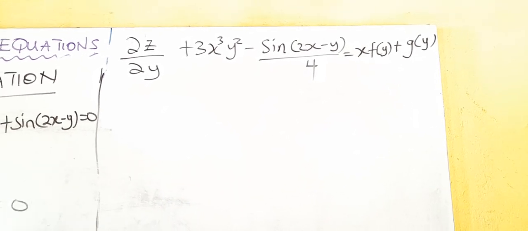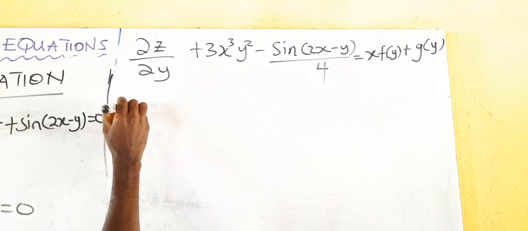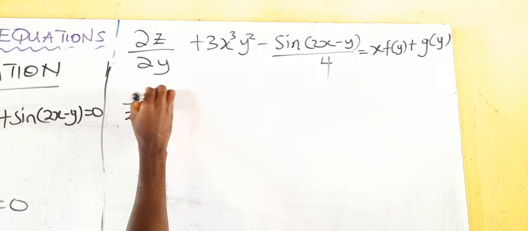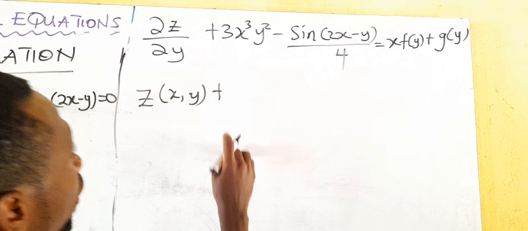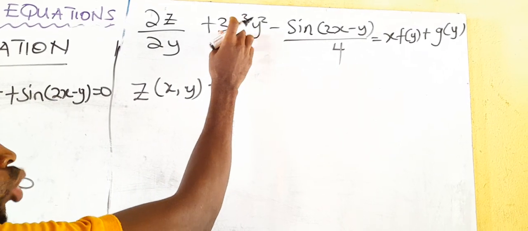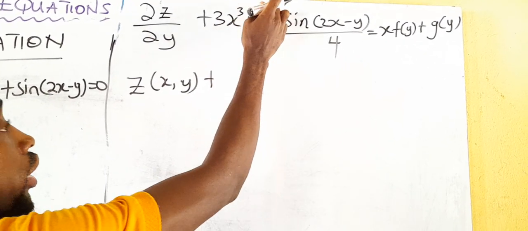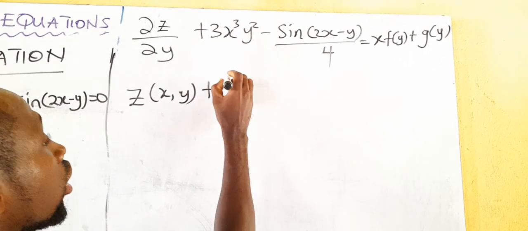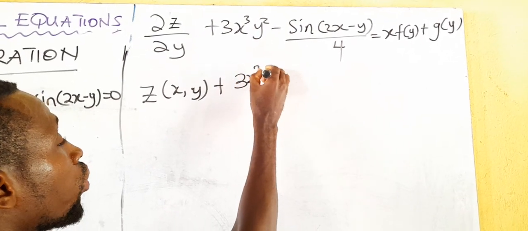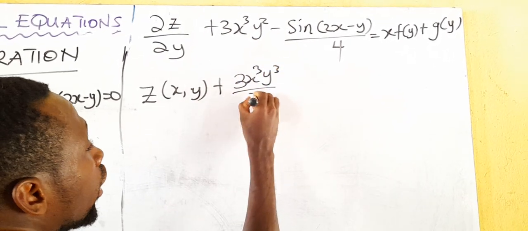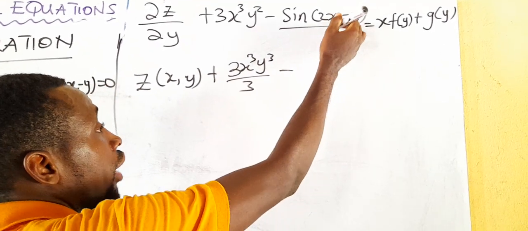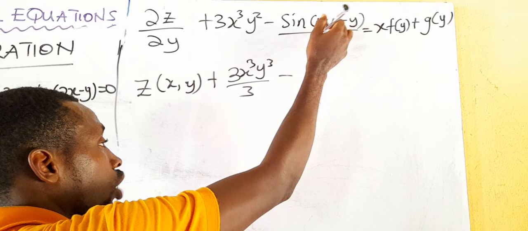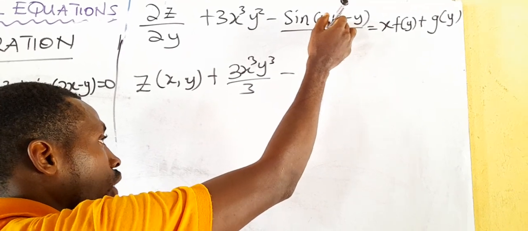So now we integrate with respect to y. Then we have our function z, which is dependent on x and y, plus, remember, x will be kept constant now. So we integrate this, we add 1 and divide. So we get 3x cubed y cubed all over 3. Then, remember, we are integrating with respect to y. The x here is constant. The x there is constant.